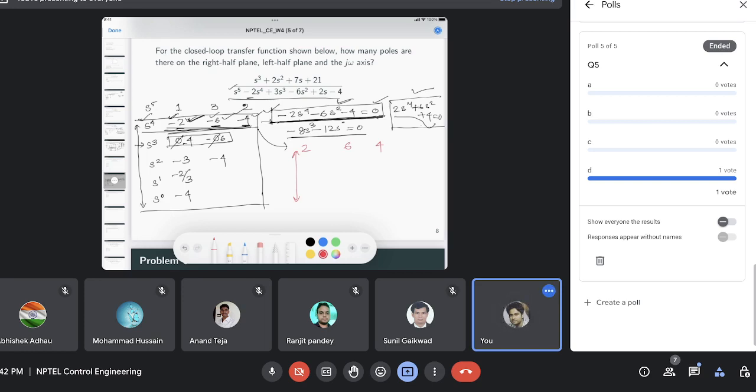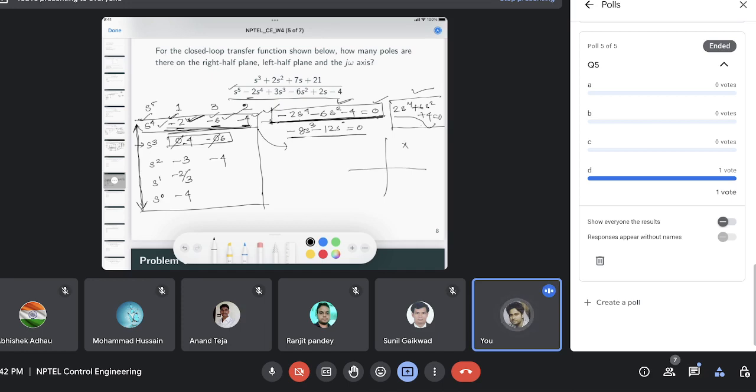In the Routh-Hurwitz criterion, the sign matters, but the numerical value doesn't matter, so you should have the same sign. If you proceed with positive sign, you will get all positive signs. If you proceed with negative sign, you will get all negative signs. For this auxiliary polynomial, there are no sign changes, so you cannot have right half plane poles.